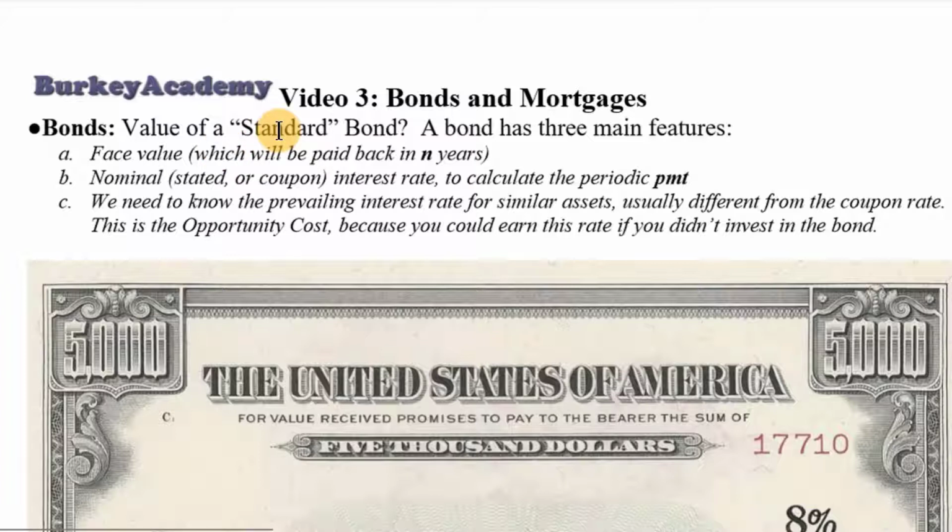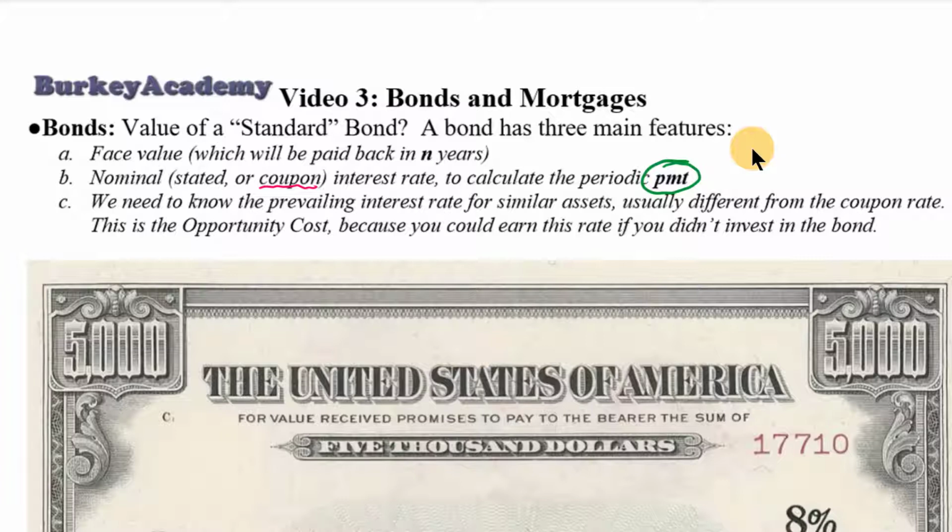But then also most bonds have a coupon, an interest payment that they make throughout the life of the bond. So some periodic payment of money. So we need to know the nominal or stated, or sometimes it's called the coupon interest rate. And that interest rate is used to figure out how big this payment is that they're going to be mailing me every month or every 6 months or every year. And so we're going to call that amount of money the payment that they're going to be sending us periodically.